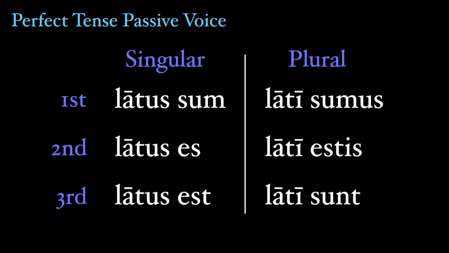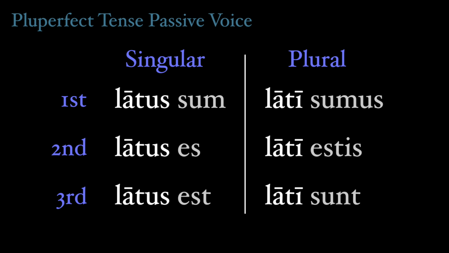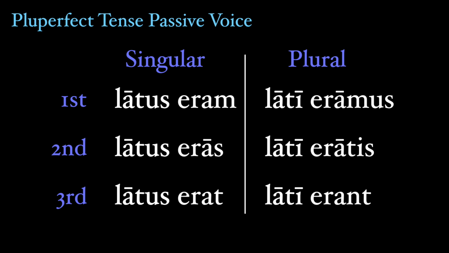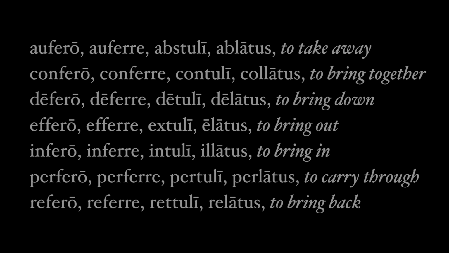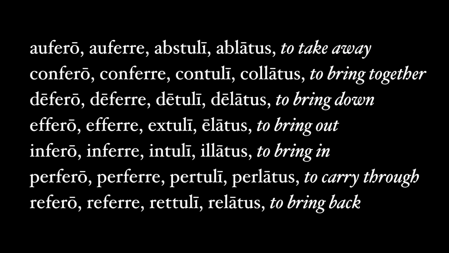But the perfect passive system looks a little strange because the fourth principal part of fero is latus. Weird, right? So that makes the perfect passive, with its masculine subject, latus sum, latus es, latus est, lati sumus, lati estis, lati sunt. And you'll form the pluperfect and future perfect in the standard way by changing the tense of sum.